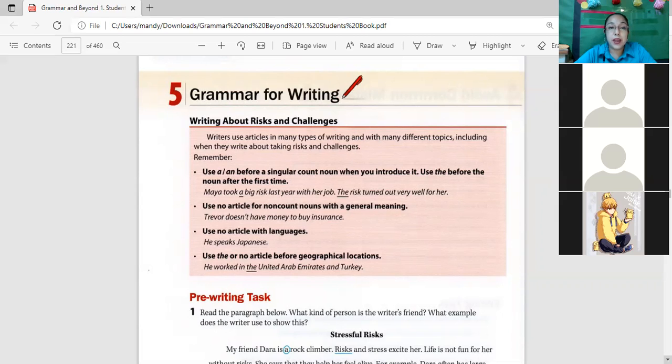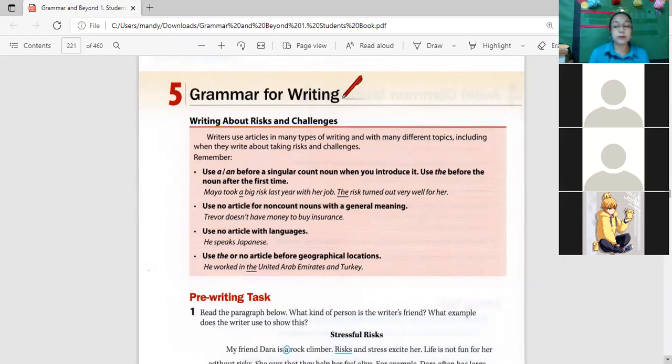So use a or an before a singular count noun when you introduce it, okay? Use the before the noun after the first time, okay? So the first time you use an article, a or an, yes? Maya took a big risk. In that case, we introduce the topic, which in this case is risk, last year with her job. Okay, the risk turned out very well for her. In the second sentence, it is the second time that we mention the topic, risk. So we don't use a, we use the.